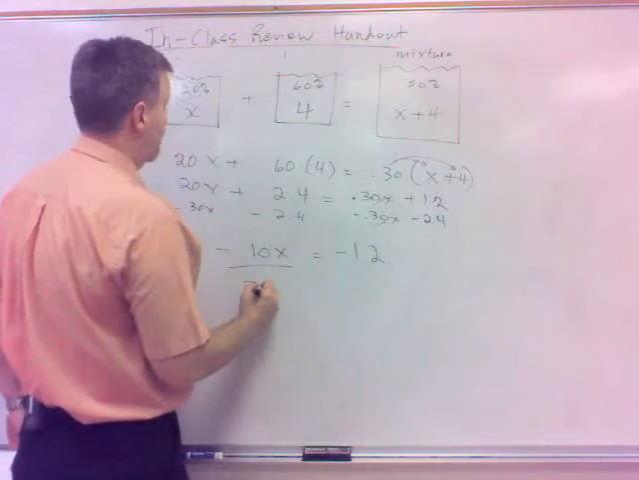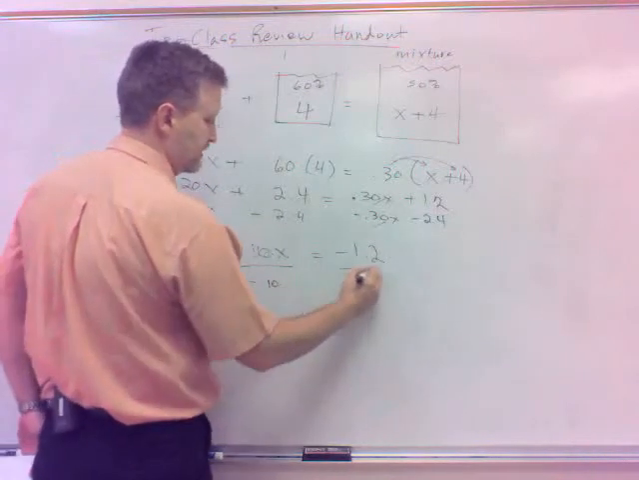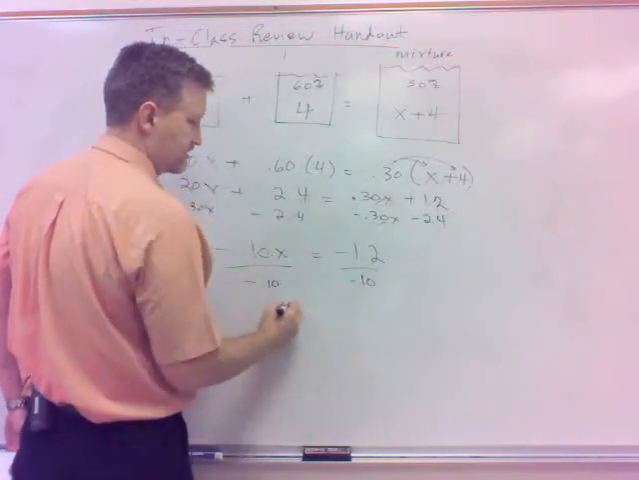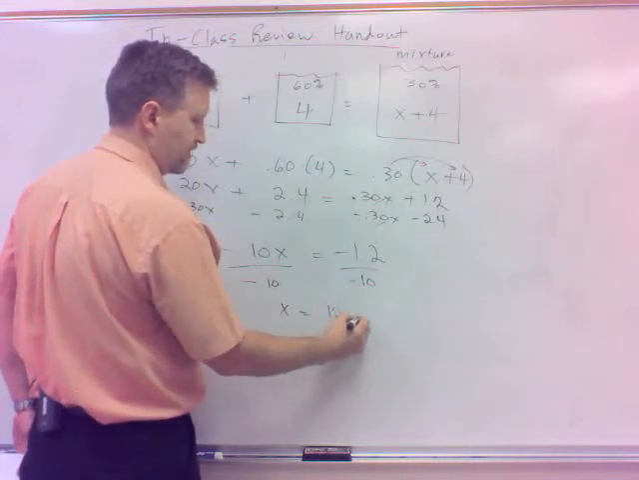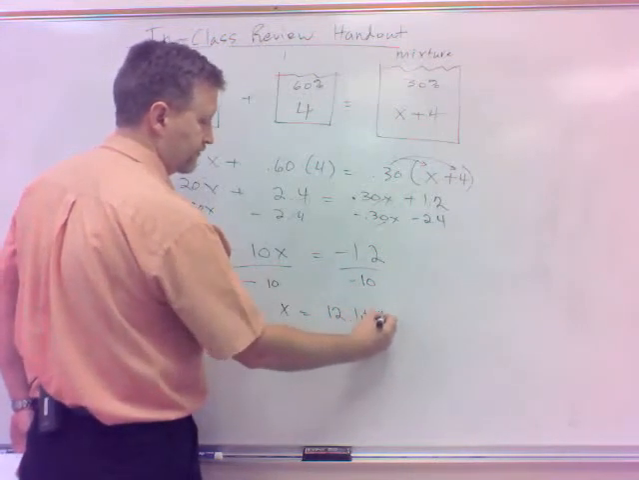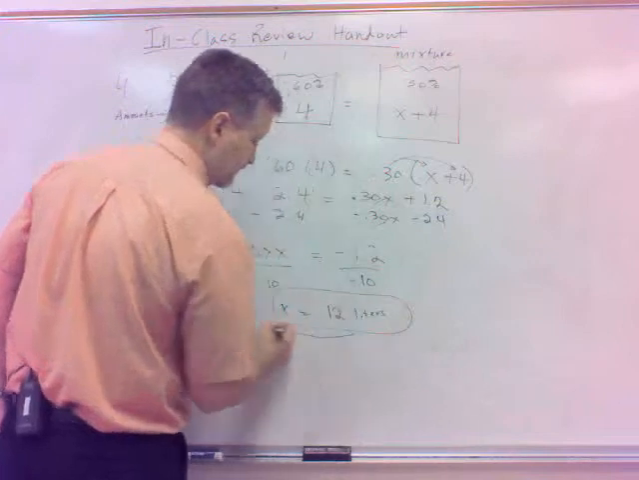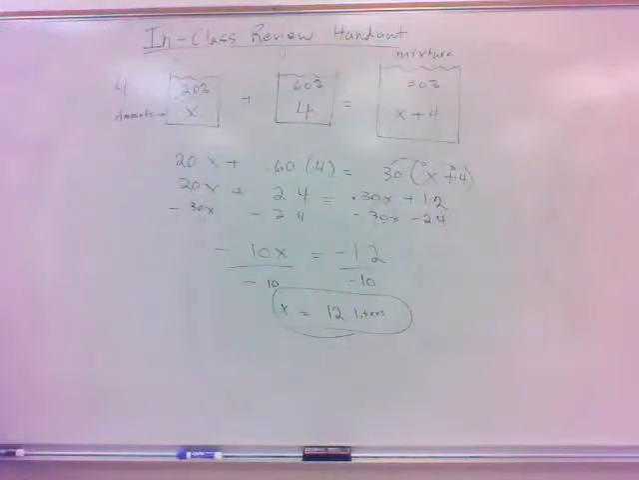Yeah, that works out nicely, doesn't it? Divide by negative 0.10. x is 12, isn't it? That's liters. All right.